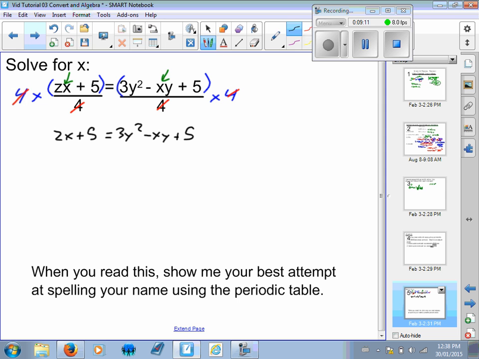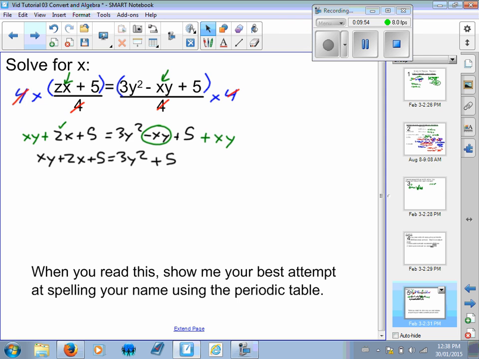Let's keep going. Trying to get the x terms all on one side. We want to get x on the left side because that's the one we're trying to find. So this one's already there. This one's got to move. Now this one is being subtracted from the right side. So to get rid of it, we need to add it. We add it to the whole side, but we also have to add it to the other side. So our new line now, one step further, is going to be xy plus zx plus 5 equals 3y squared, and that negative xy is gone, so plus 5.